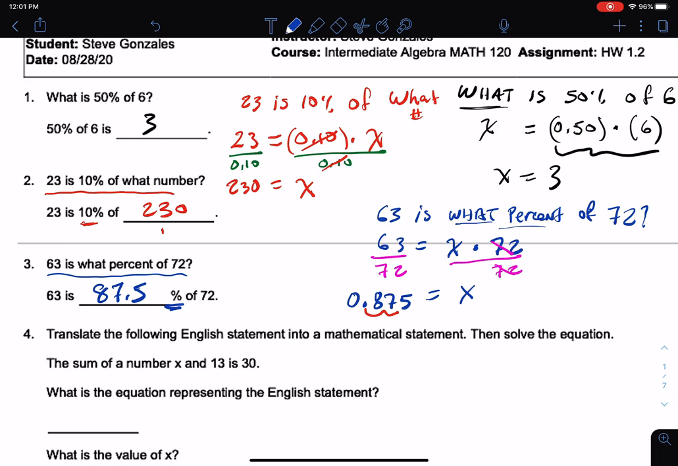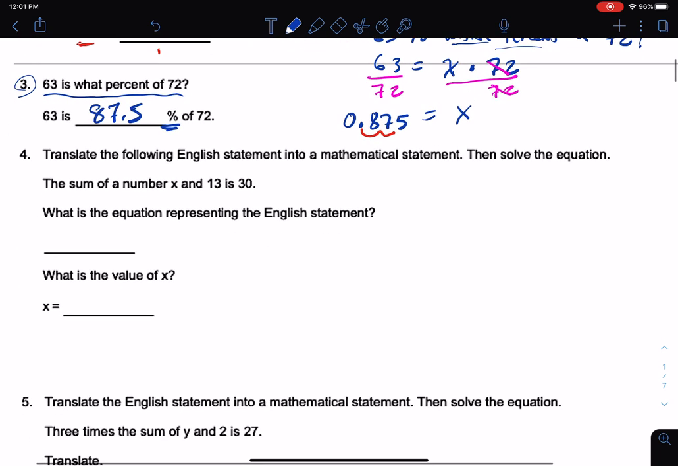Of course, like number 1, if you already know how to do percents and understand them, 50% of 6, that's half, so that would really be the fastest way in that case. But you know, the problems get a little more challenging as we go, and so having a nice system, an algebraic way of doing it, can be very helpful. Let's move on to number 4.